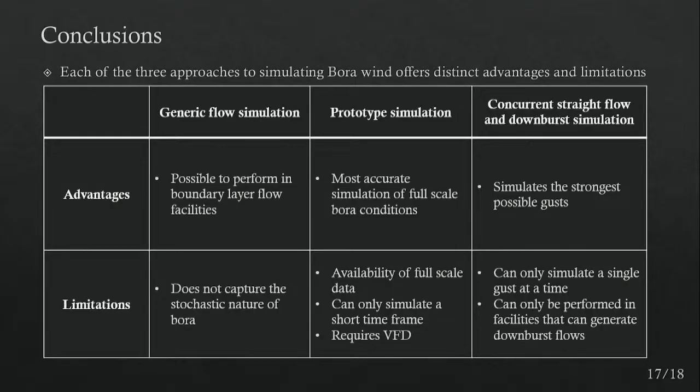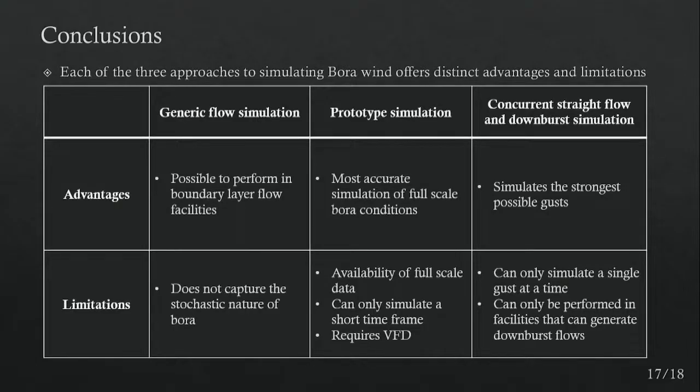Now, for the prototype simulation, this can give us the most accurate simulation in terms of the mean velocities of Bora. However, there are several limitations here. First of all, we need to have the full-scale data available for us, which is not really something that is very common. We can only simulate a short time frame compared to the full-scale Bora, of course, because Bora can blow for days and days. We cannot really do that in the wind tunnels. And this requires the variable frequency drive, because we need to really have the ability to fine-tune the RPM of the fans to actually reproduce the moving mean that we can get from the full scale.